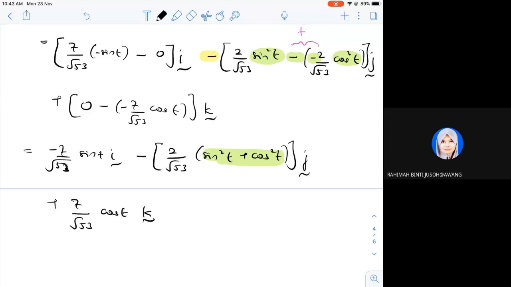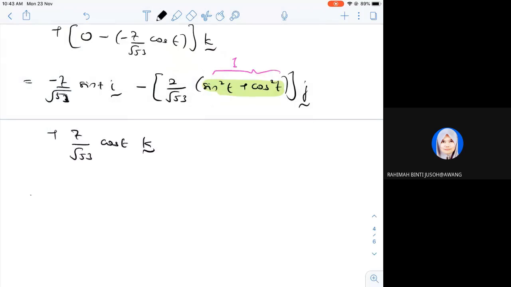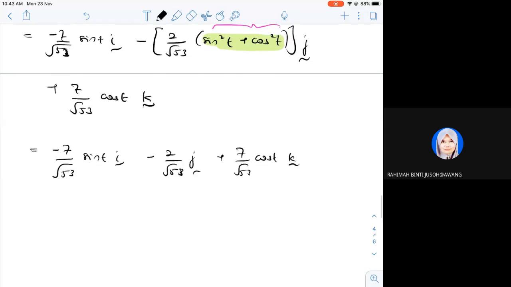All right, so now the answer is, before that, this is equivalent to 1, right? So we just have the answer: negative 7 over square root 53 sin t i, minus 2 over square root 53 j, plus 7 over square root 53 cos t k. Okay, that's it. That's the answer. All right, now settle already.